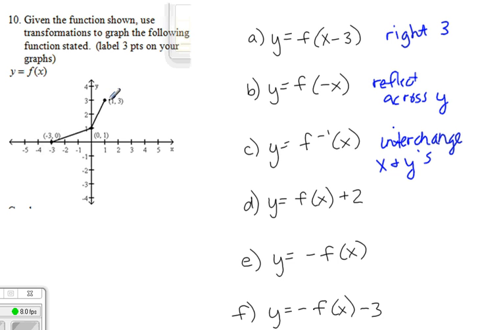So the point 1, 3 will become 3, 1. The point 0, 1 will become 1, 0. And the point negative 3, 0 will become 0, negative 3. And you can notice that that inverse function is symmetric to the original function across that y equals x line.